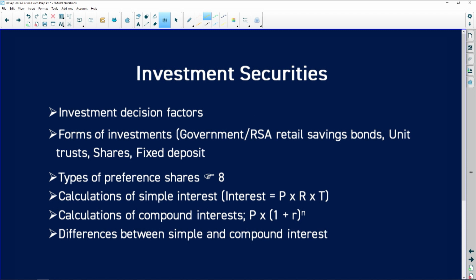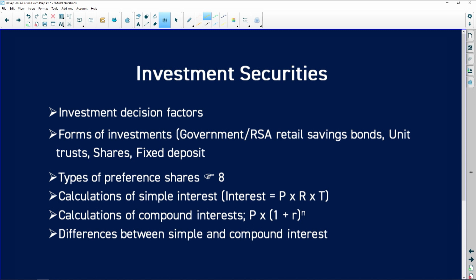The next section is about investment securities. Here our low-hanging fruits are your investment decision factors. It's forms of investment, which is your government or your RSA retail saving bonds. It's your unit trusts, your shares, and your fixed deposits.